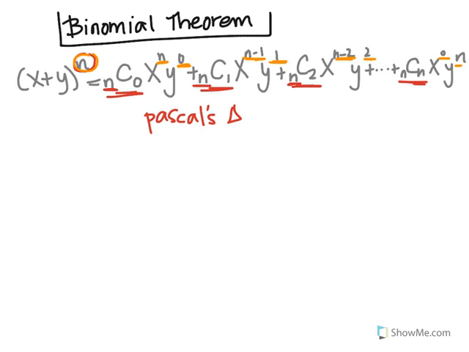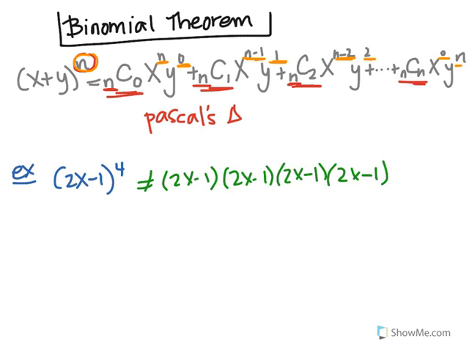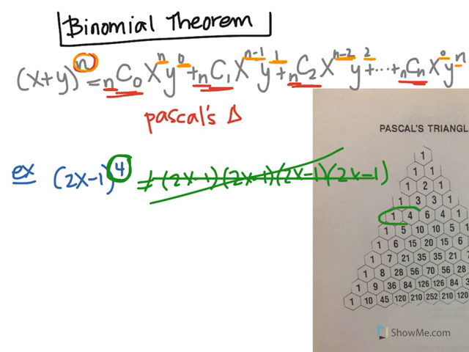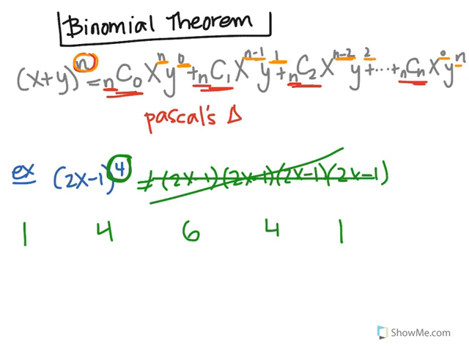So I'm going to go ahead and give you an example. So what you're going to do is you do not want to do this. You don't want to do 2x minus 1 and FOIL it out 4 times. That would be a pain. So I'm showing you a shortcut way. So what you're going to do is look at row 4 of Pascal's triangle. So row 4, the coefficients are 1, 4, 6, 4, 1. So you're going to write out 1, 4, 6, 4, 1. So what we've just done is we've just gotten all of our coefficients right here.